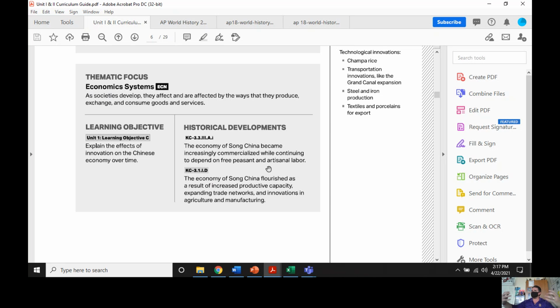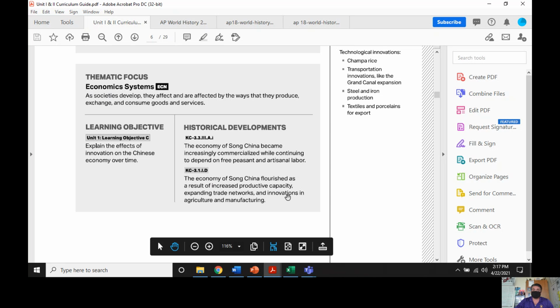That's where a lot of different nations want to get goods from because they've got things that other people don't. Luxury goods like silk, some other inventions. And that continues here. The economy of Song China flourished as a result of increased productive capacity, expanding trade networks, and innovations in agriculture and manufacturing.